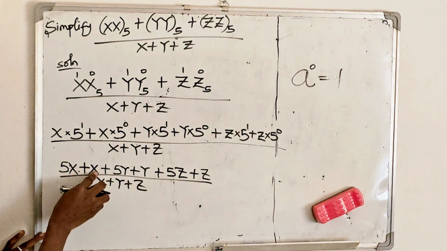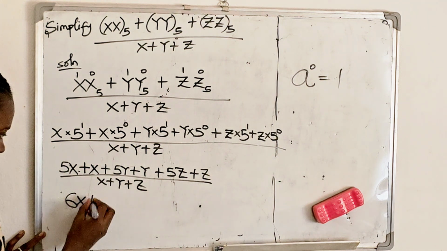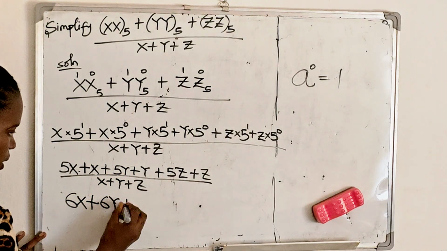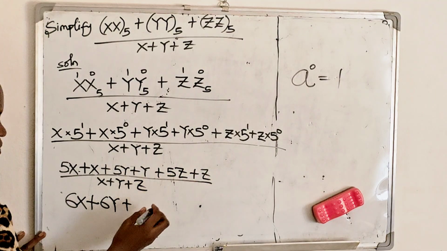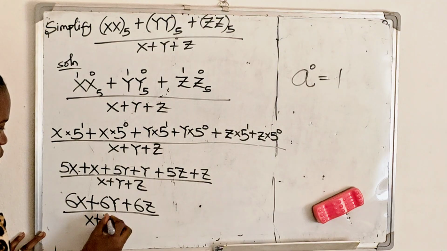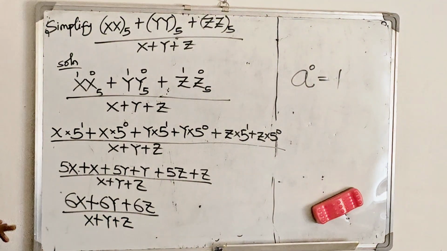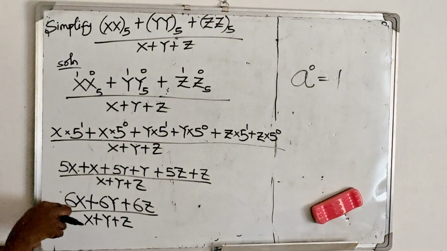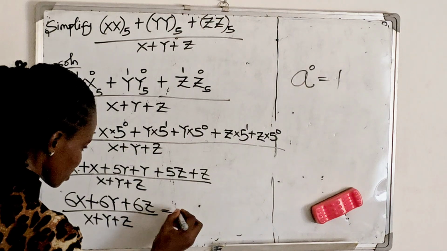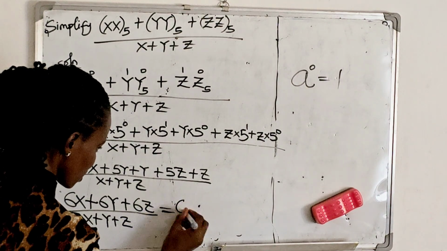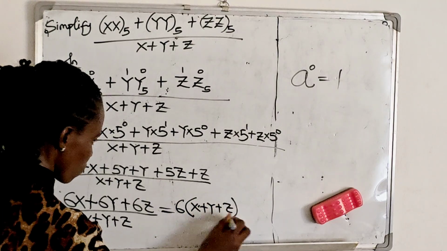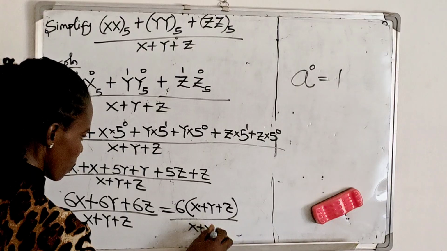5x plus x will give me what? 6x. This is 6x plus 5y plus y will give me what? 6y. Plus 5z plus z will give me what? 6z. All over x plus y plus z. Okay, the next thing we do is we simplify. If you look at this, you will see that there's a common factor here, which is 6. 6 is in all of them, so I'll factor out 6. Alright, so I'm going to have 6 into x plus y plus z all over x plus y plus z.